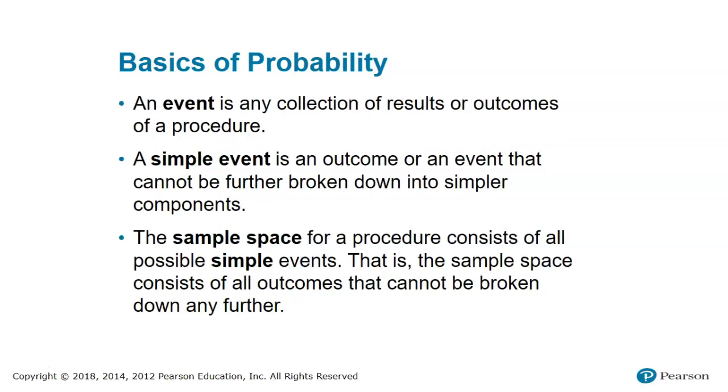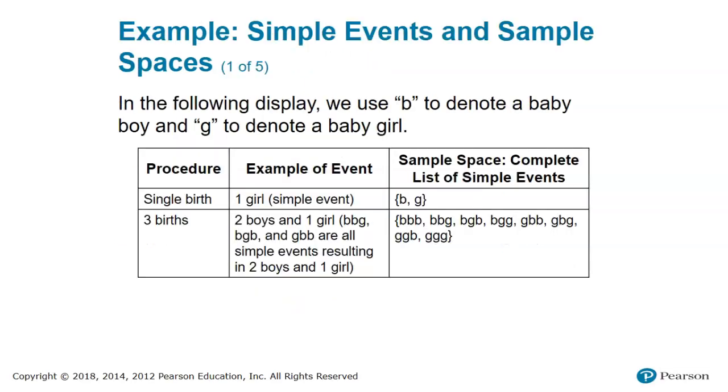So some definitions here in this chapter. An event is a collection of results or outcomes of a procedure. A simple event is an outcome or an event that cannot be further broken down into simpler components. And then the sample space for a procedure consists of all simple events. And that's just a listing of those simple events. So I want to look at an example here with this.